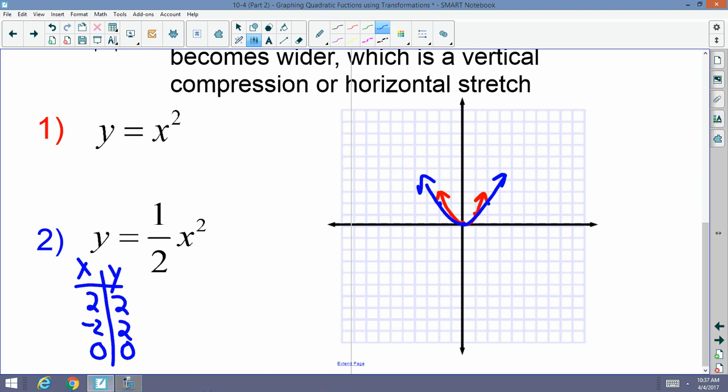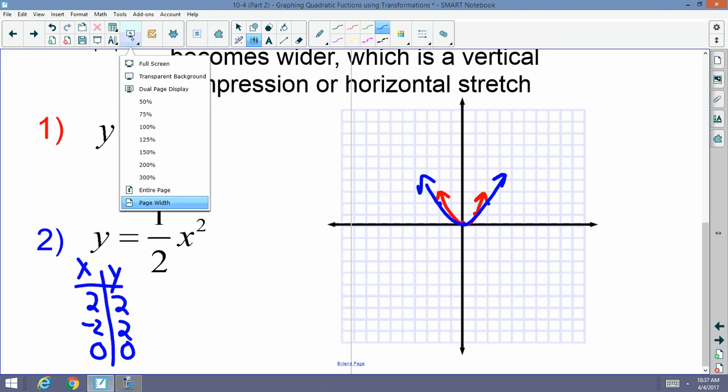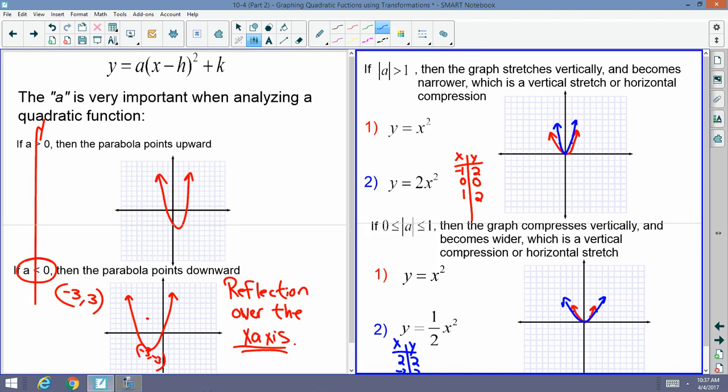You with me here, guys? So A is super powerful. If A is positive, it's pointing up. If A is negative, it's going down because it's a reflection over the x-axis. If the absolute value of A is greater than 1, I get narrower, okay? It's a vertical stretch. If my A is between 0 and 1, if it's a fraction or a decimal, my graph gets wider. It's a vertical compression, okay? You feel me here, guys? Okay, let us continue.